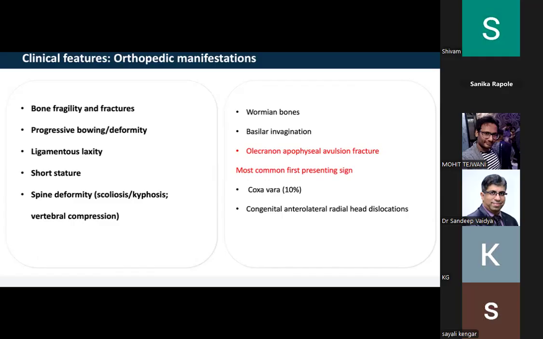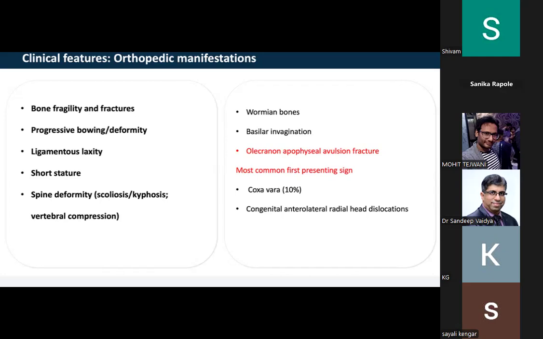There's a possibility of basilar invagination, with symptoms later in life, basilar impression. We'll see about all of those things as well. And there's a very classical fracture pattern seen in children with milder types of OI, which is an olecranon epiphyseal avulsion fracture, which is sometimes seen as the most common presenting sign. They can have coxa vara also, causing them to walk with a limp. They can have congenital anterolateral radial head dislocations also. So these are the things which are going to show up on the imaging as well.